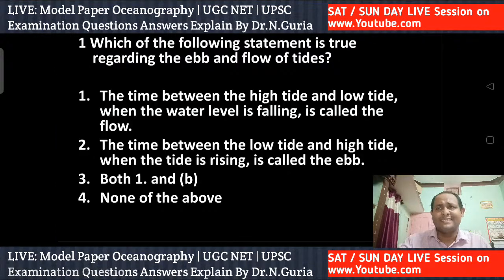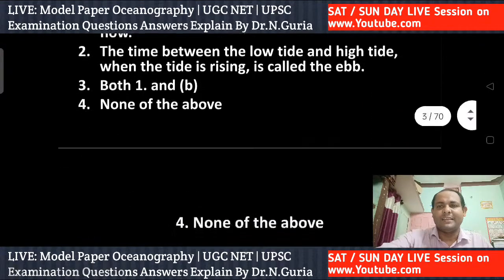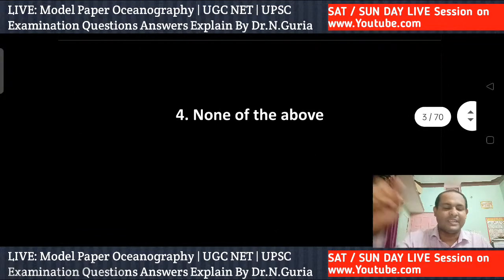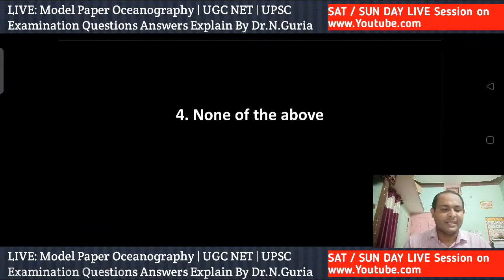Also called EVV, and flood and ebb tide, or similar movement of the water. So the right answer is none of the above. Option 4 is the correct answer. Must will comment, and sometimes there is a problem due to internet, but at present it is clear.